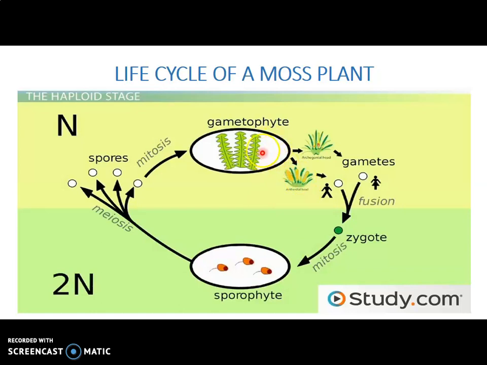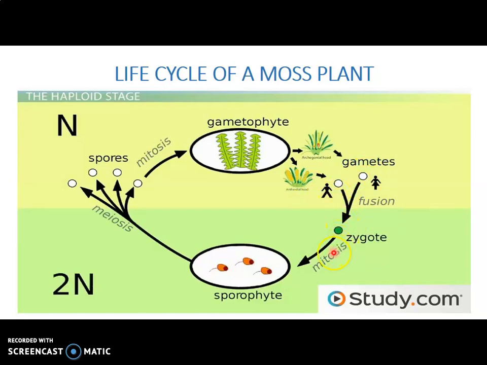This gametophyte will be responsible for the production of two gametes, the male and the female. The male gamete-producing structure is called the antheridia, in singular form antheridium, while the female one is called archegonia or archegonium. From the archegonia and the antheridia, they will produce their female and male gametes, which will come together to fuse to form a zygote.